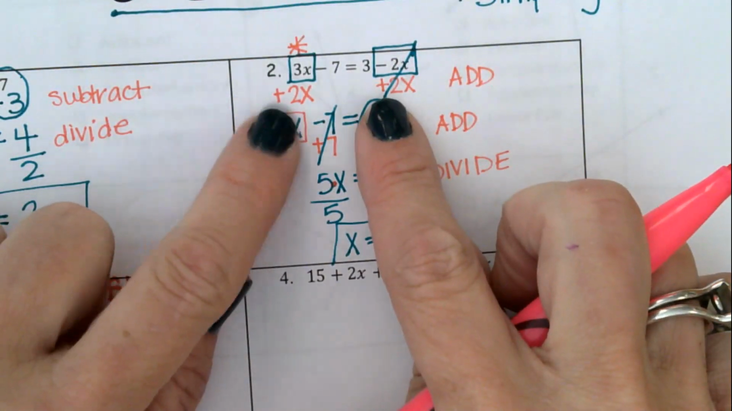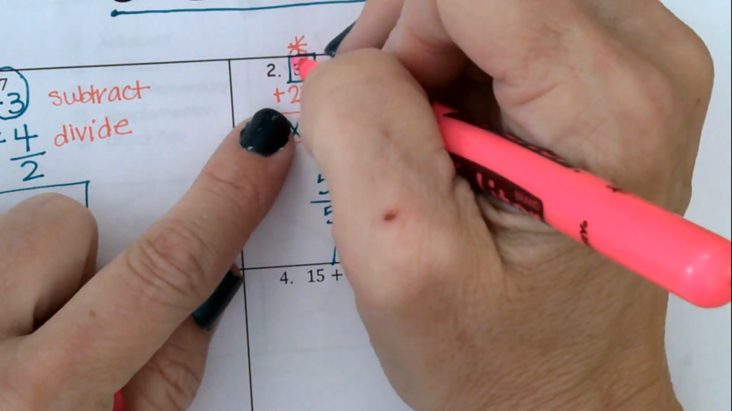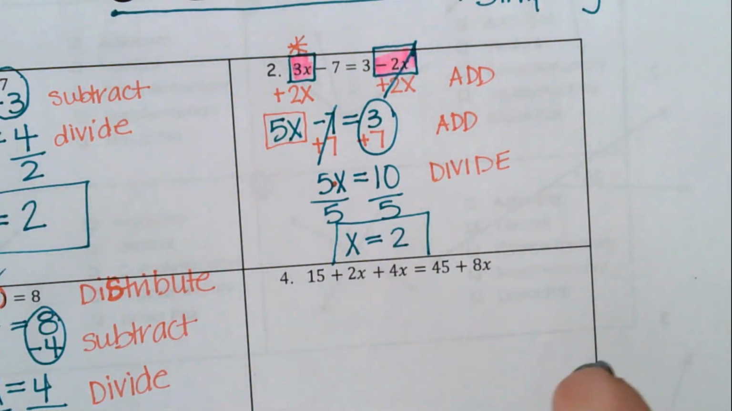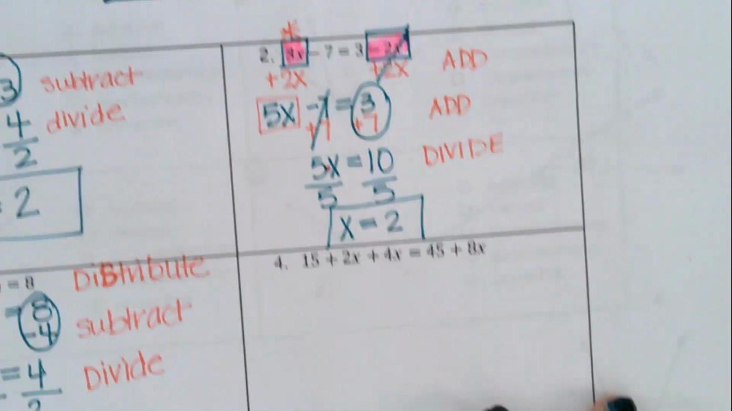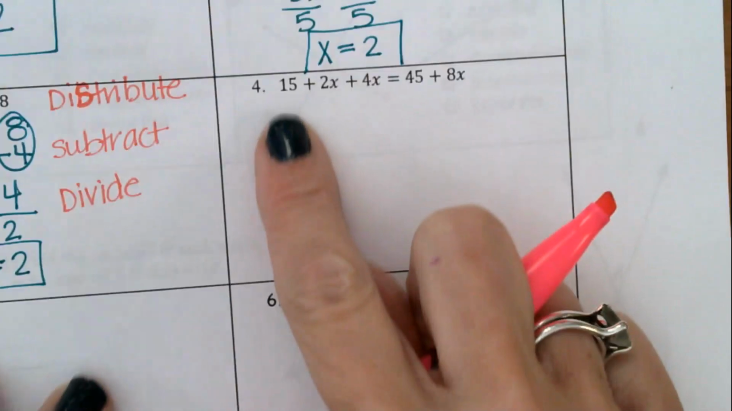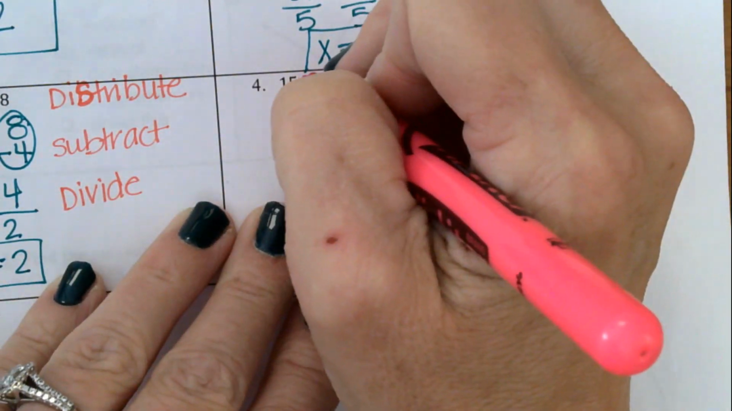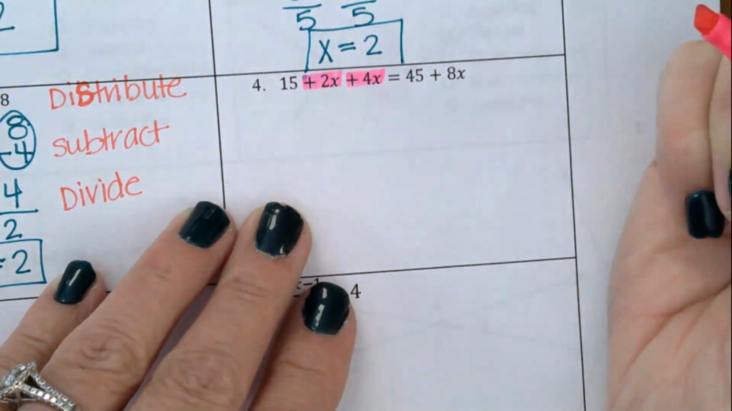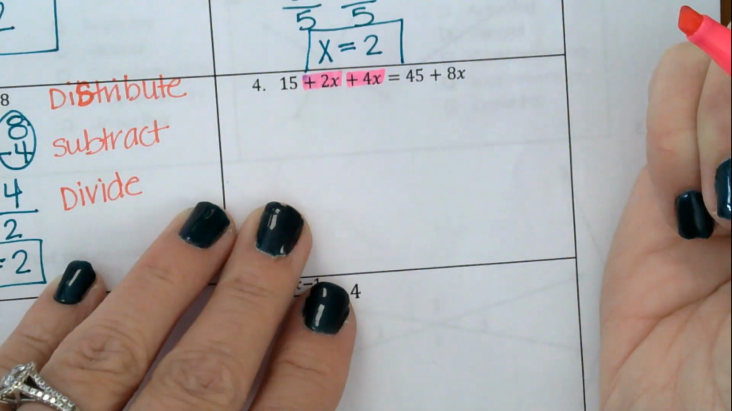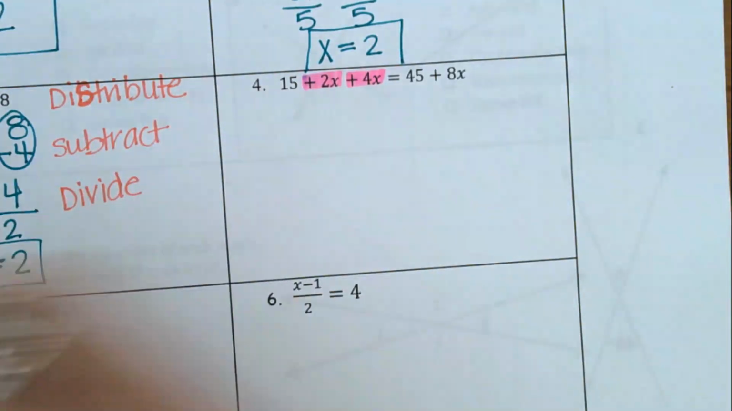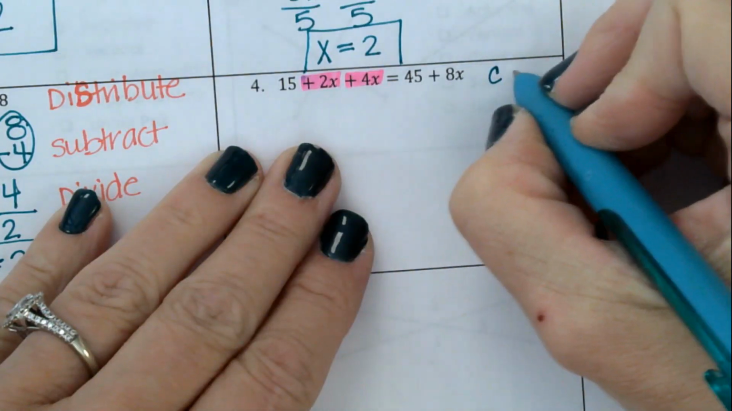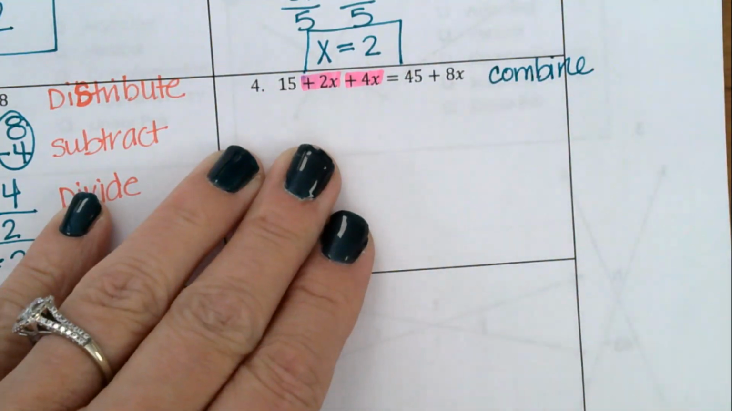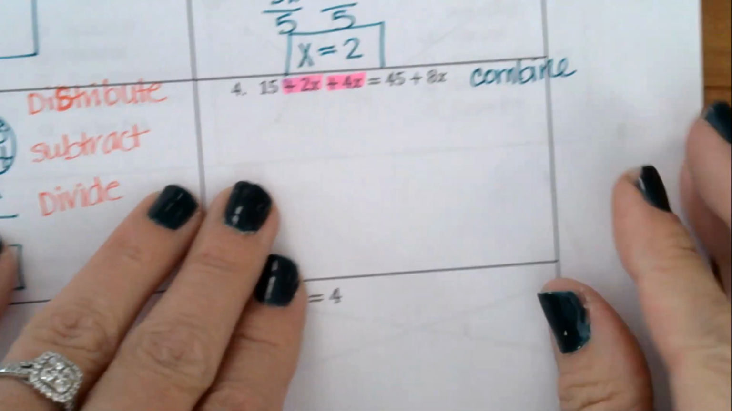In number 2 up here, I didn't do it, but do you see how I have x's on both sides? I didn't highlight them at the time. Okay? Look right here. I have 2 x's sitting right there, and I have 4 x's sitting right there. I have to combine those. So I want you to highlight them, and then I want you to write the word combine out here to the side, because you have to combine like terms.